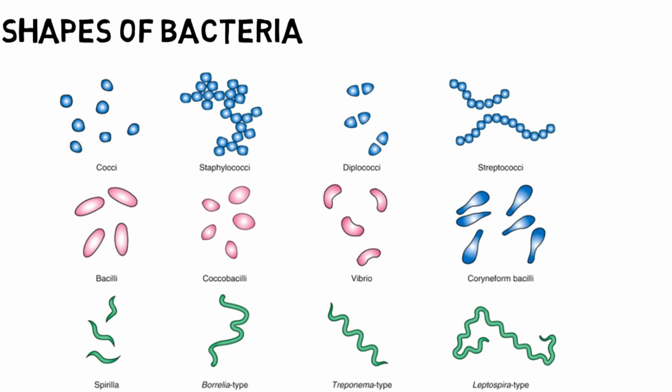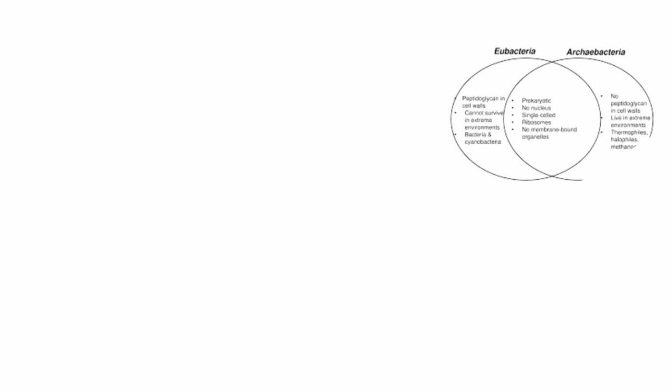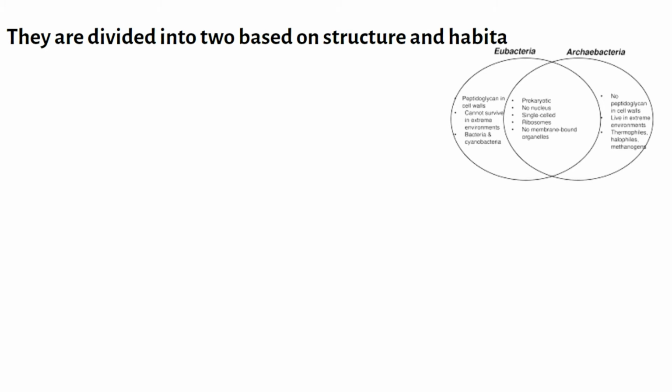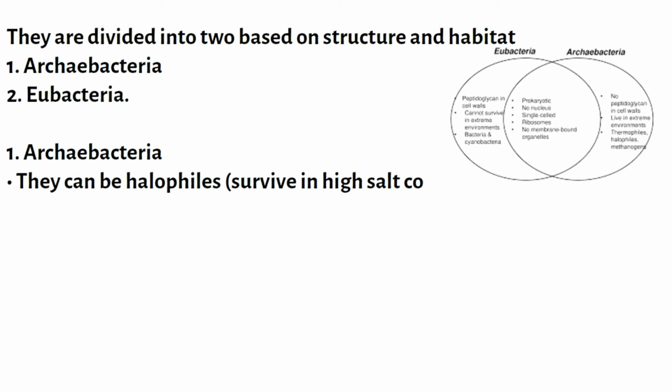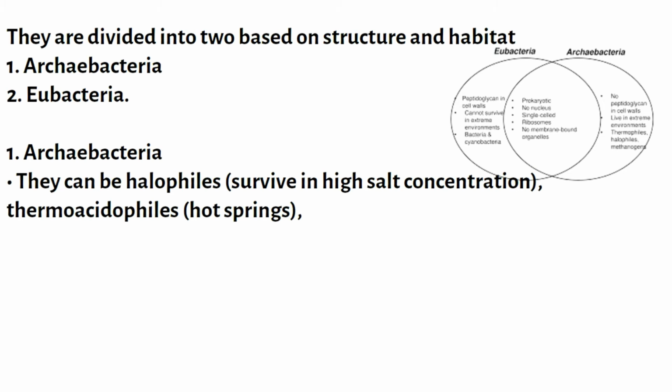Shapes of bacteria. They are divided into 2 based on structure and habitat: 1. Archaebacteria. 2. Eubacteria. 1. Archaebacteria. They can be halophiles, which survive in high salt concentration; thermoacidophiles, in hot springs; and methanogens, in marshy areas.